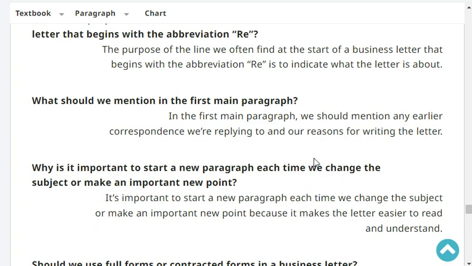Very good. What should we mention in the first main paragraph?